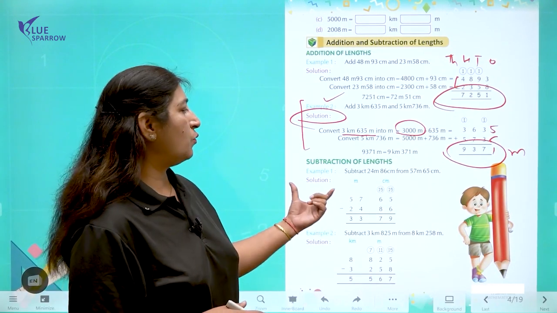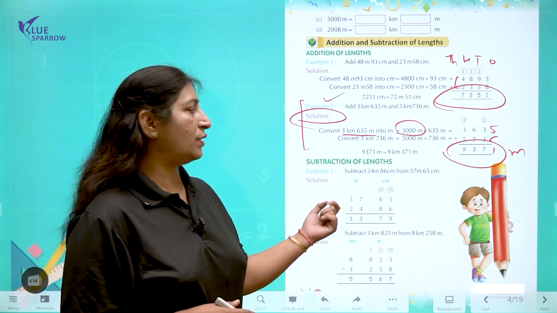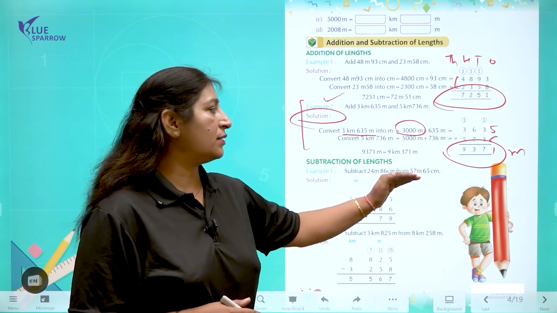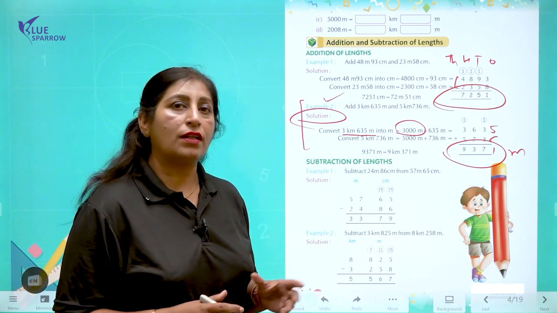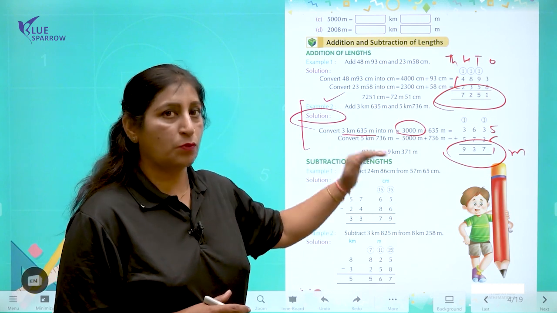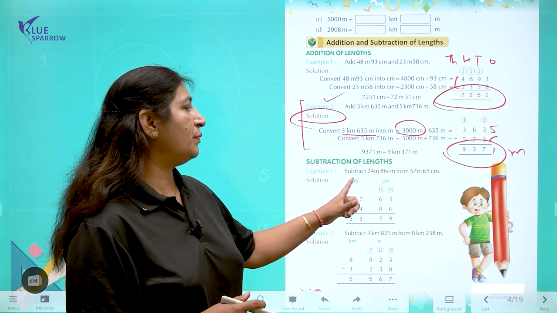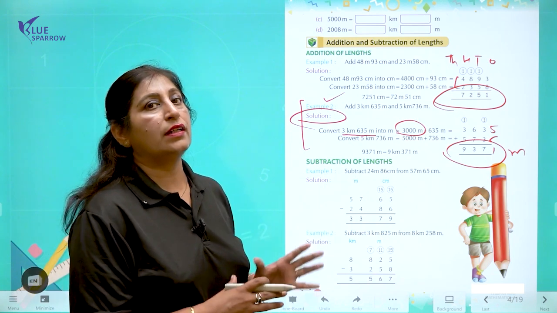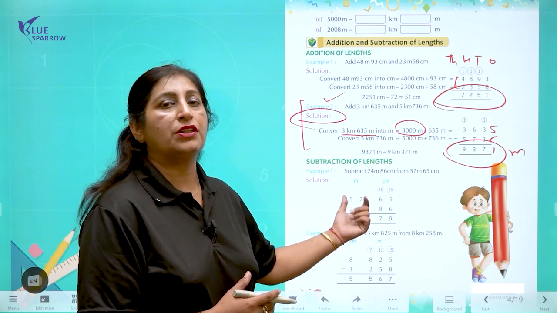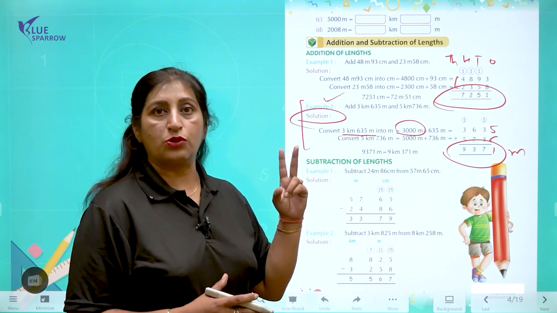Now we solve example number 1 while doing the subtraction of lengths. And in this question, it has been asked to you that you have to subtract 24 meter 86 centimeter from 57 meter 65 centimeter. You can solve this sum in two ways. Firstly, convert the given lengths into the smaller units and then perform the subtraction and then get the answer in the form of meter and centimeter. Or you can borrow if required 1 meter from the meter column to the centimeter column. Let's solve this sum in both of these two ways.